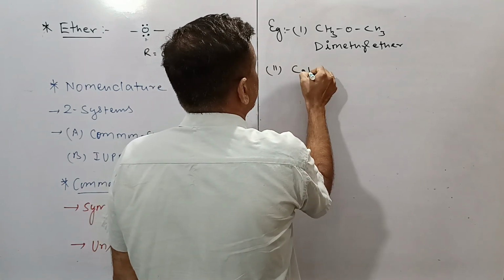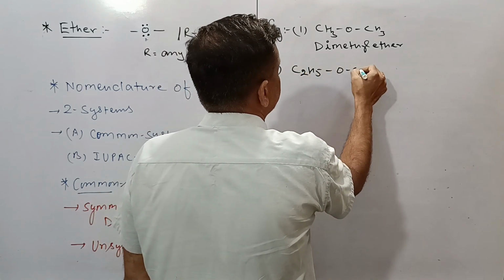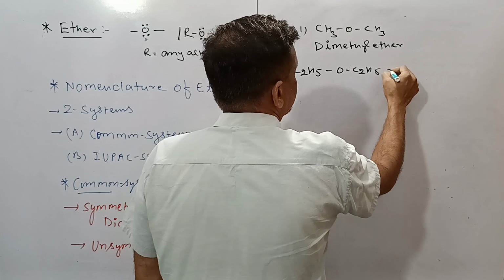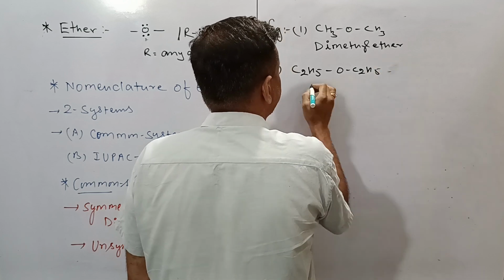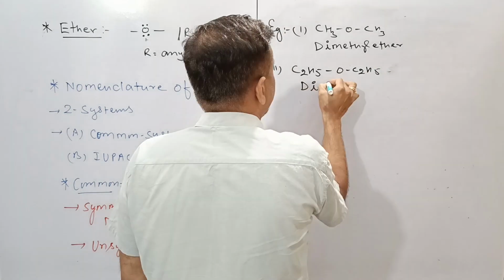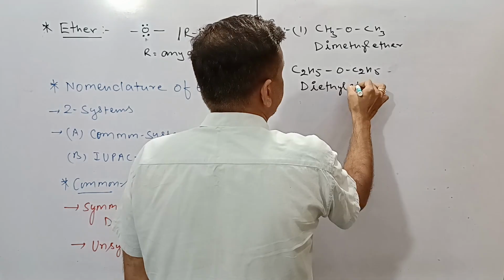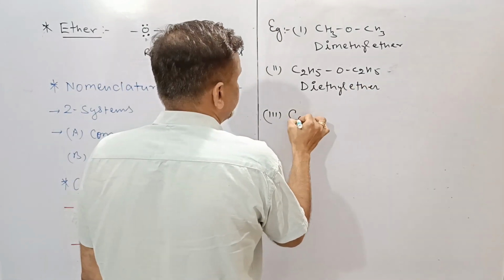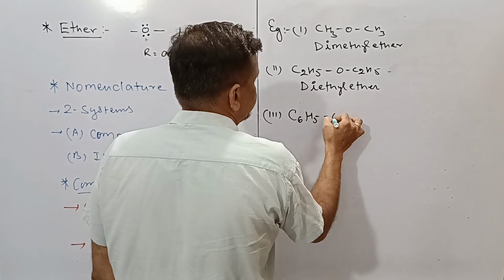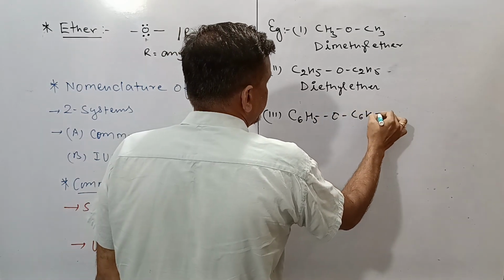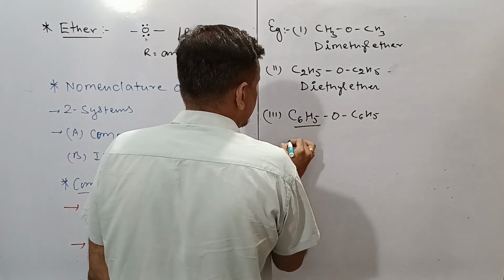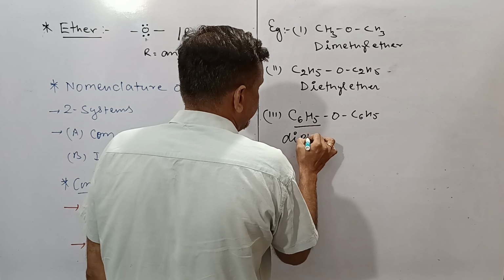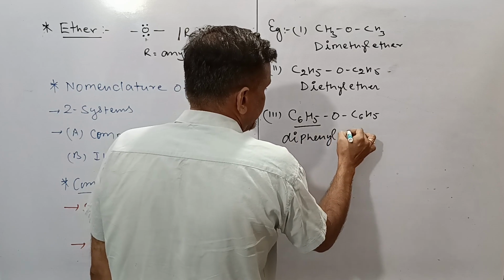If we go further with C2H5 O C2H5, then it is called diethyl ether. If we take just the aromatic C6H5 O C6H5, then C6H5 is called phenyl, so it will be diphenyl ether.